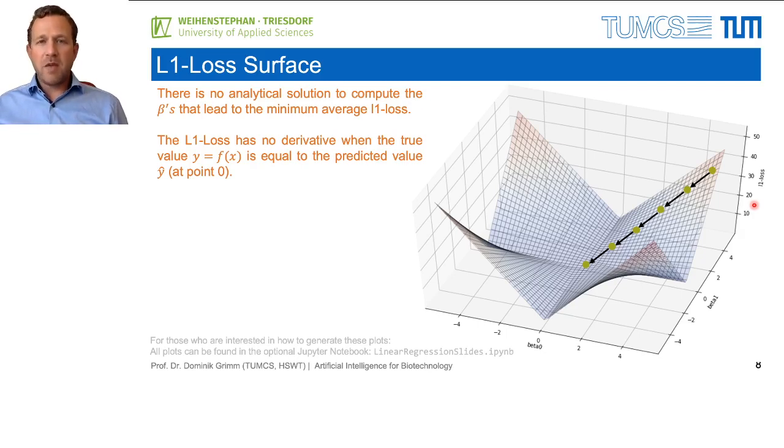As you might remember from mathematics, there is no derivative for the absolute value when the prediction is equal to the true label. So if y is equal to the true label, then both are 0. So then we must compute the gradient at the point 0, which is not possible. So there is no analytical solution how we can compute this. So what else could we do?